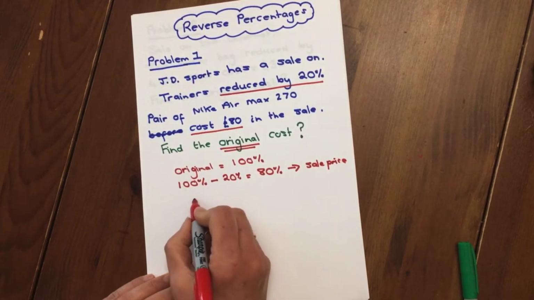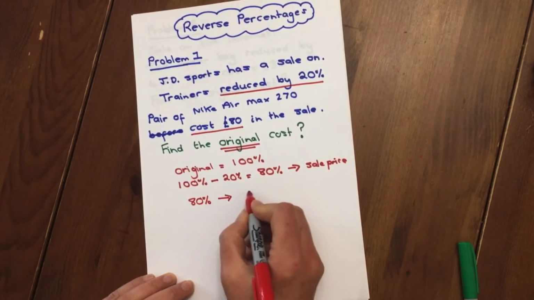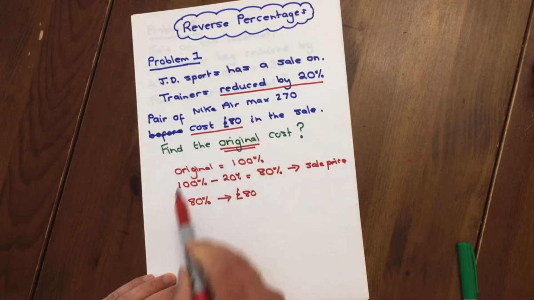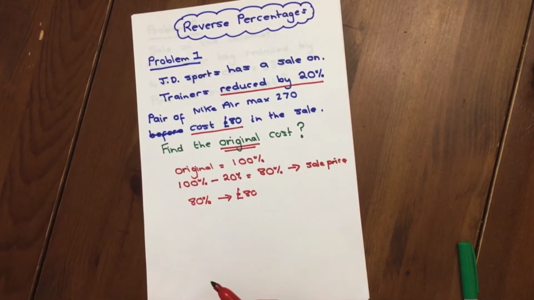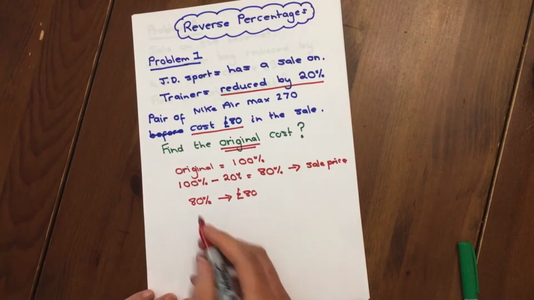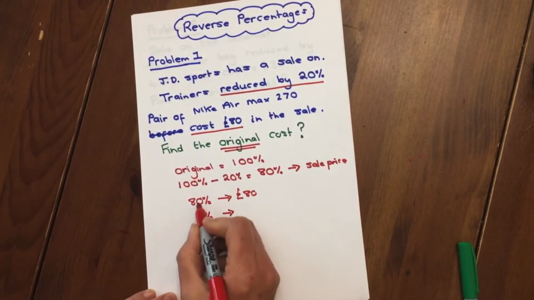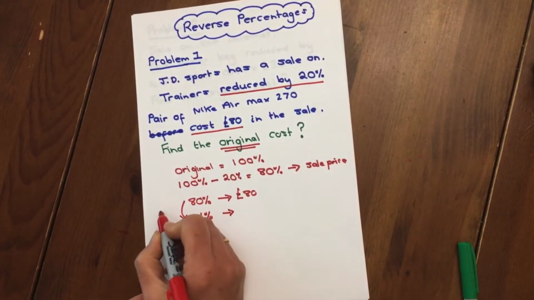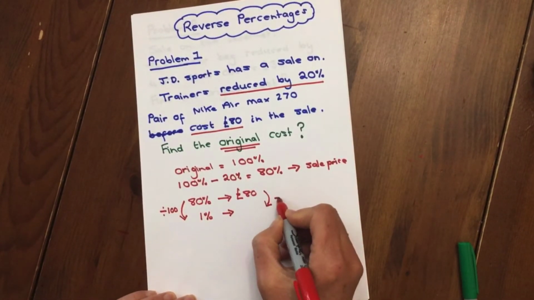So if I write it like this, 80% is equal to, in this case, the sale cost. I bought my Nike trainers for £80. Now I want to find the original cost. I want to find 100%. Now it's easy to find 1%. What could I do to 80%? What should I divide 80 by to get to 1? Well, I divide by 100. So I'm going to do the same to this side.